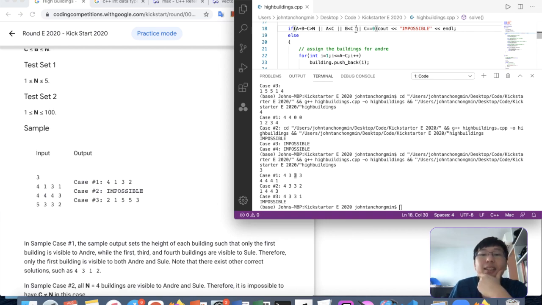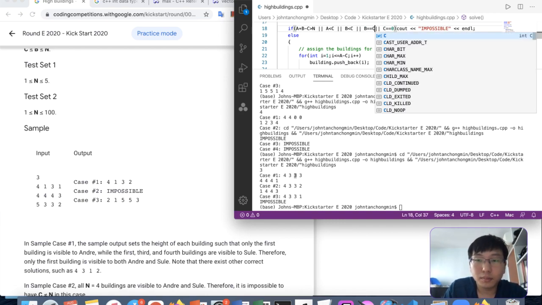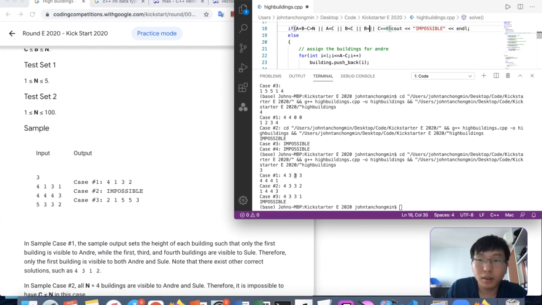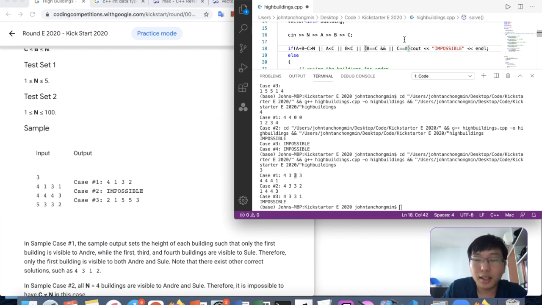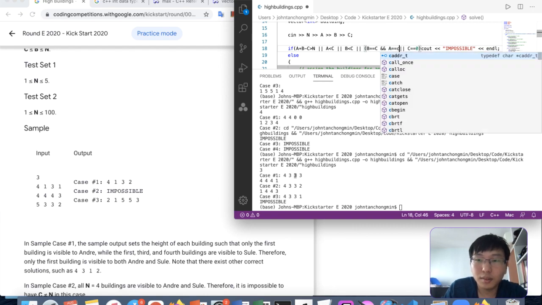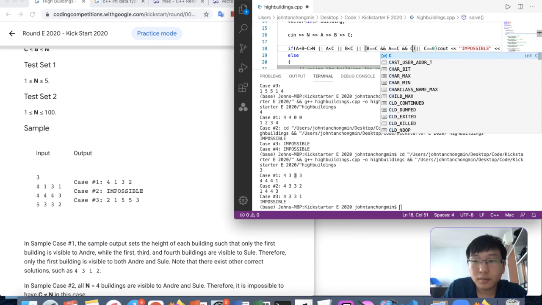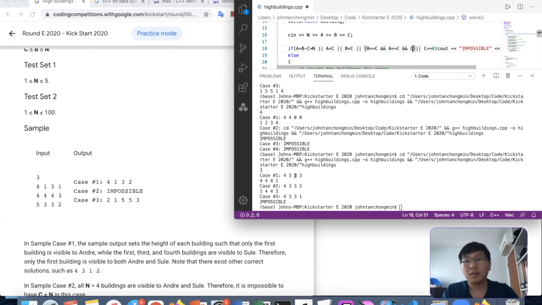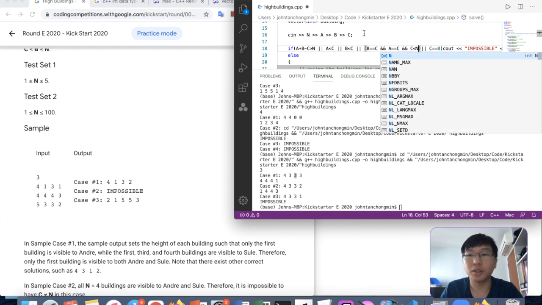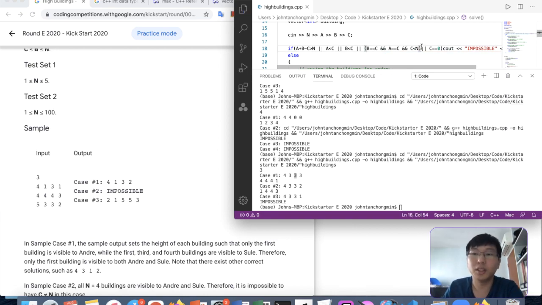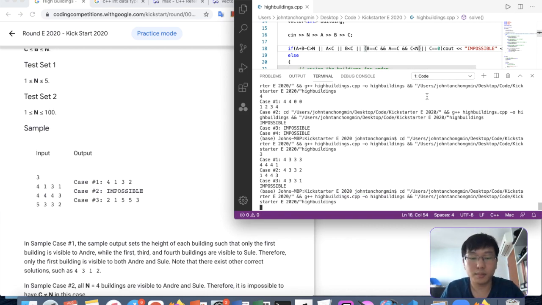Unless the number of buildings is n. So maybe we could add one more case here: B equals C and A equals C, n. Yeah, this is not possible. There's no way this is true because one of them must be able to see something. Okay, let's try this again.